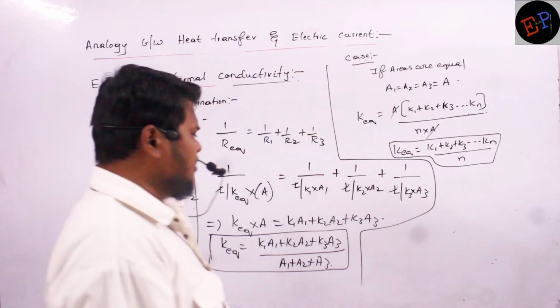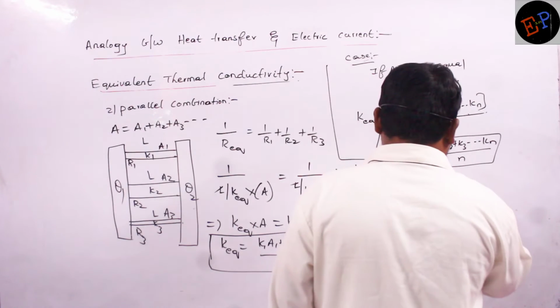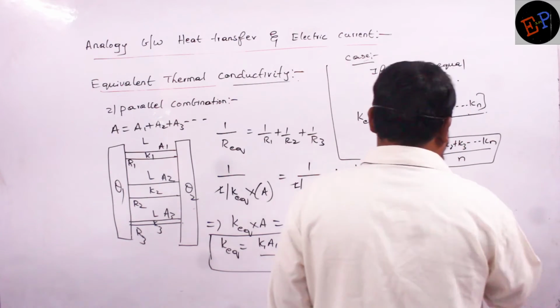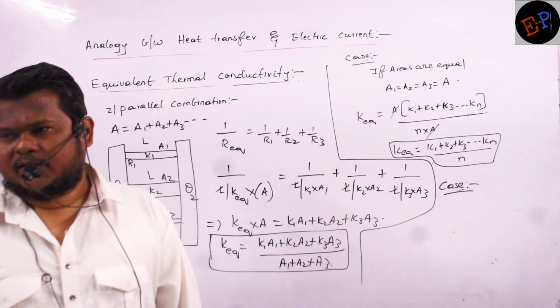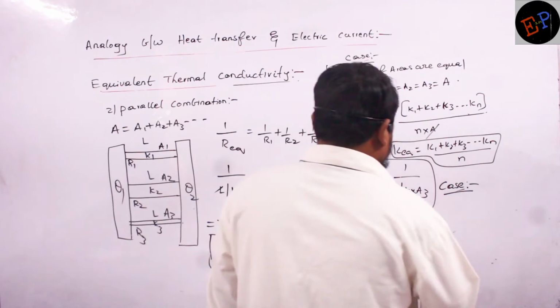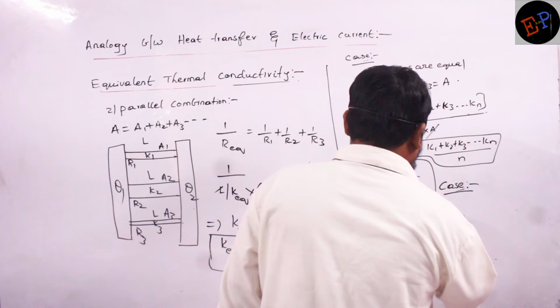I can write one more case. If only 2 rods are connected, it is K1 plus K2 by 2, that's all. So K equivalent is equal to K1 plus K2 by 2 for 2 rods.